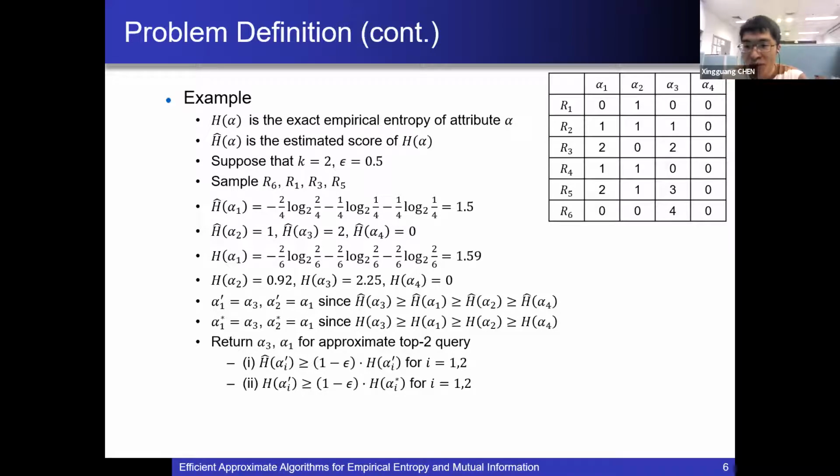We then return this to alpha 3 and alpha 1 for the approximate top two query because for i equals 1, that is alpha 3, its estimated empirical entropy score is close to its exact score. Also, its exact empirical entropy score is close to the real top one empirical entropy score. For i equals 2, we can verify that it satisfies these two conditions in a similar way.